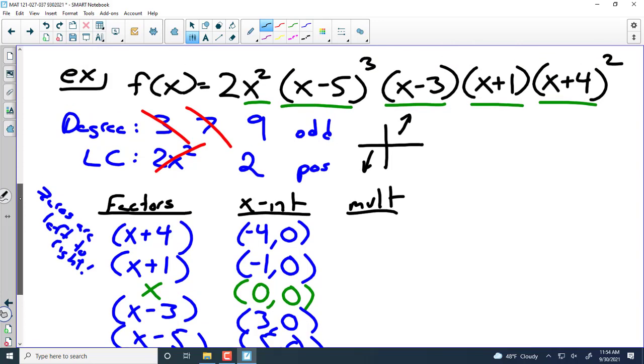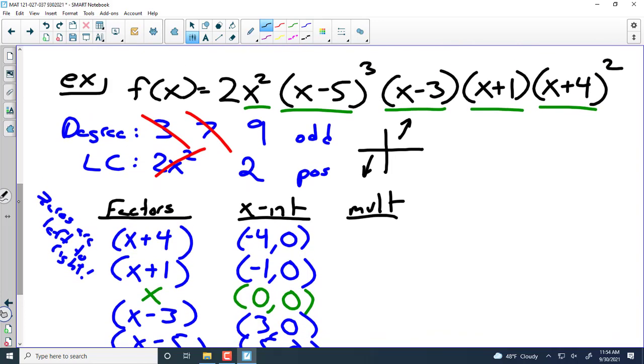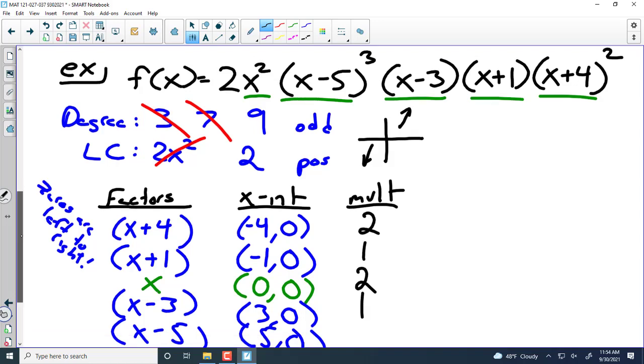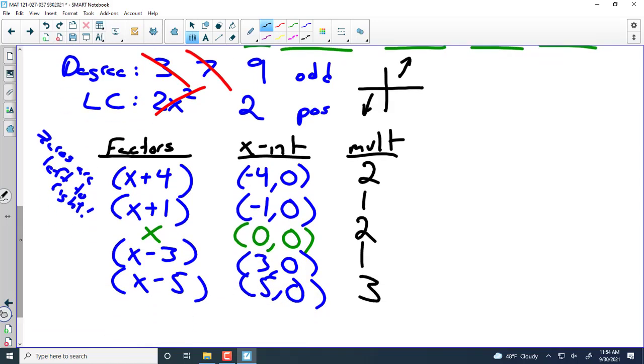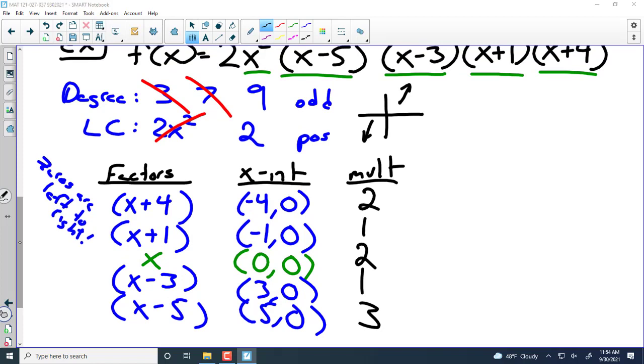Multiplicity, well, we can't see those at the moment. There they are. 2, 1, 2, 1, 3. I hear some chatter. Is there a question?